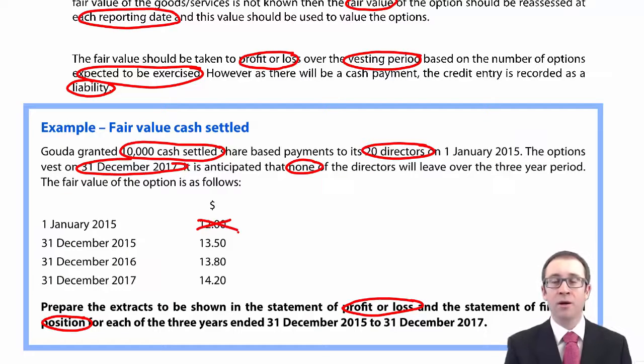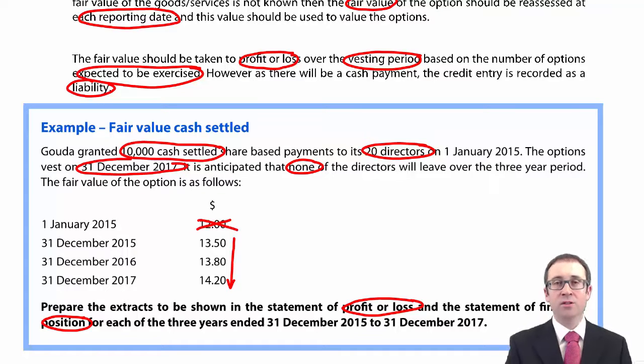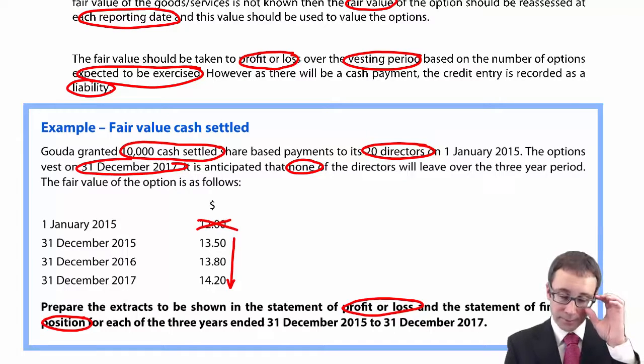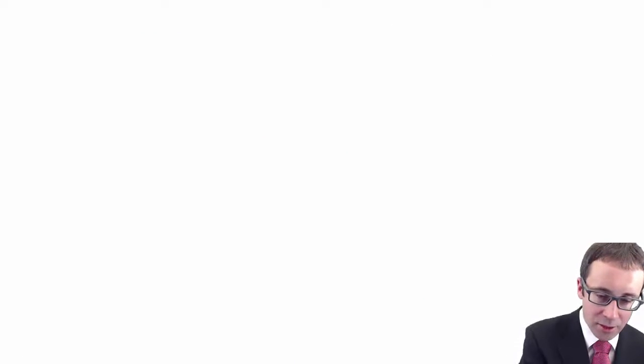We can ignore that, can't we, because we want to take the fair value at each reporting date. So we have $13.50 at the first reporting date, $13.80 at the second, and $14.20 at the third. Let's use those numbers, substitute them in, and see how we get on.